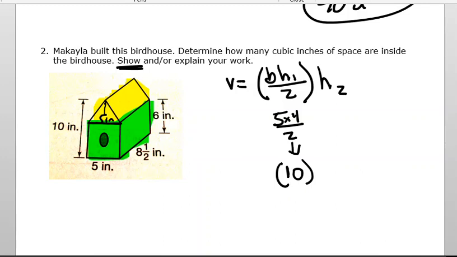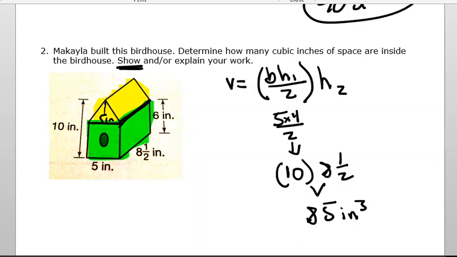And I'm going to multiply that by 8.5, this length right here, 8 1/2. And I'll convert that to a decimal. So 10 times 8.5 is going to give me 85. I just moved that decimal over one place. So I have 85 inches cubed, and that's for this section right here, my triangular prism.